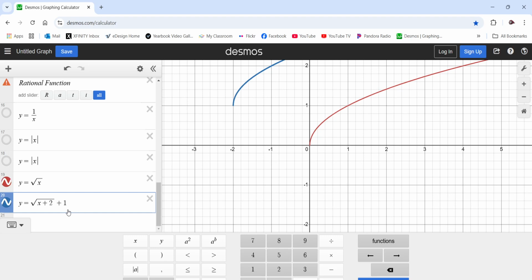How do I make that thing wider or skinnier? Plus 2 still moves to the left. Yeah, just like all of them, right? It does it with a parabola. It does it with an absolute value. It does it with all of them. What if I want to make that thing wider or skinnier? What do you think I'm going to do there? Let's multiply it by a number out in front.